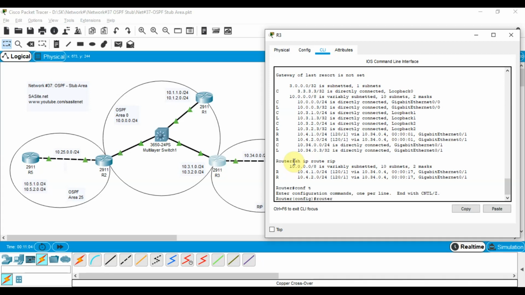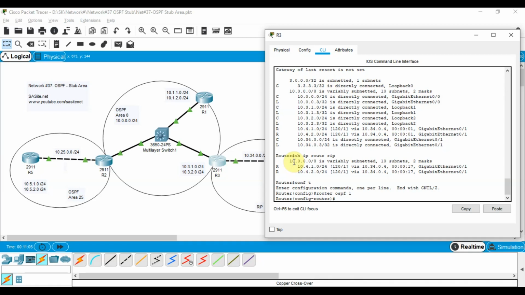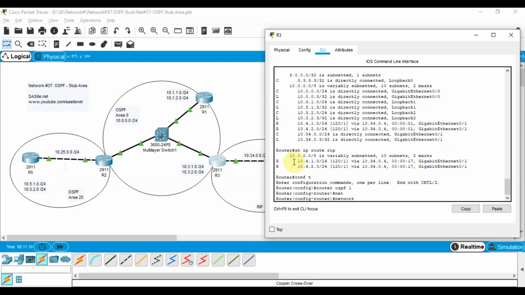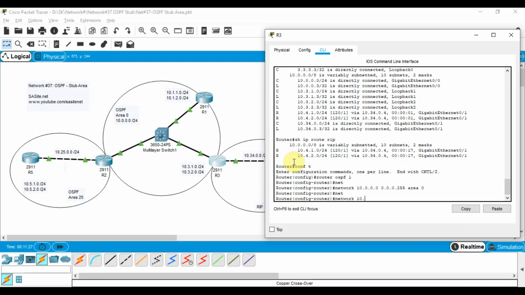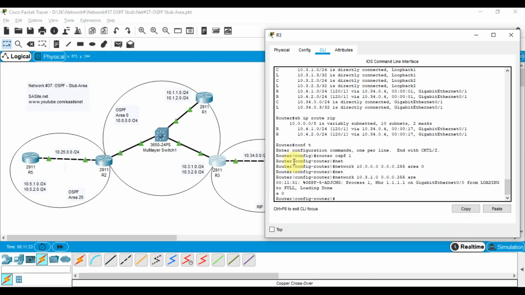So router OSPF 1 on R3. Router ID known this time. We advertise in area 0, 10.0.0.0 with wildcard 0.0.0.255, area 0. So we advertise our connected interface to area 0. Also add our network for this one. Okay, network 10.3.1.0, wildcard mask of /24 and area 0.